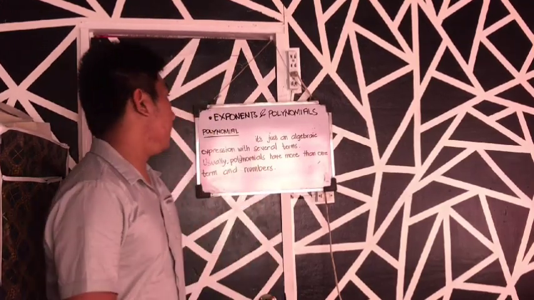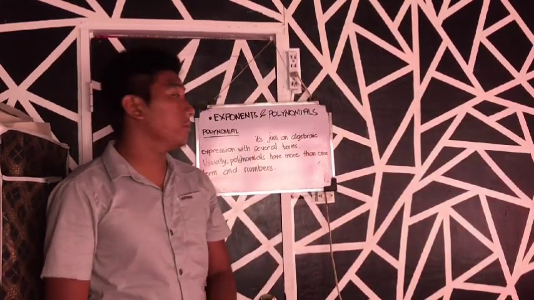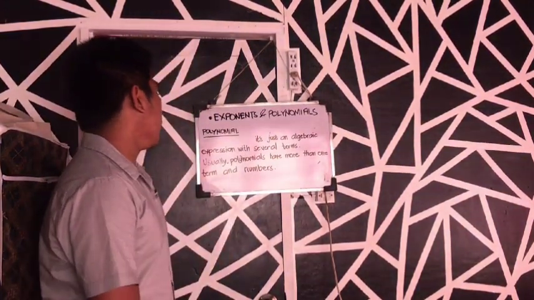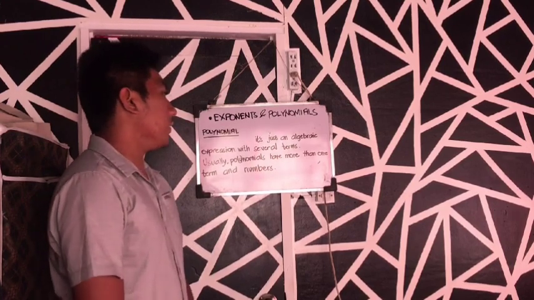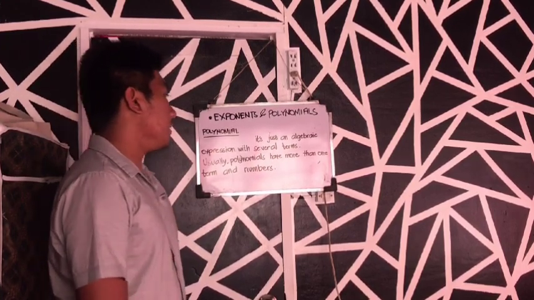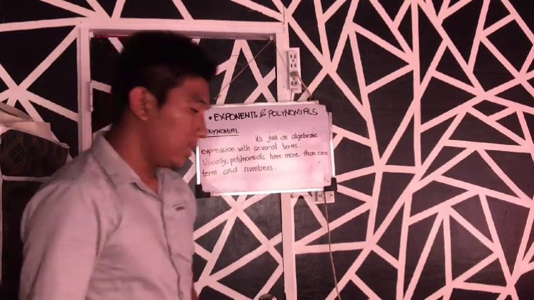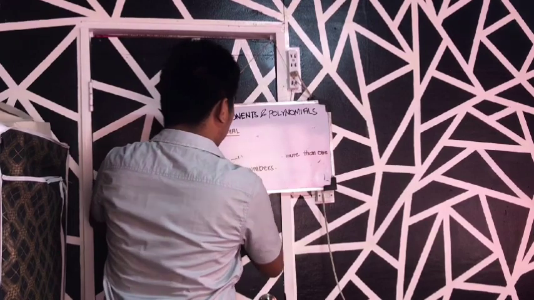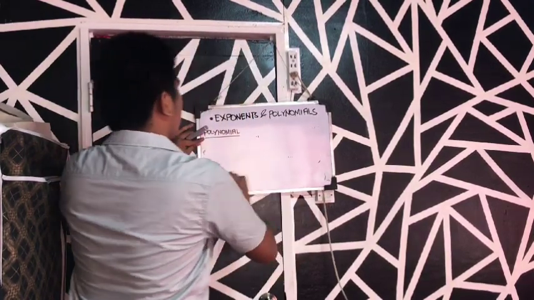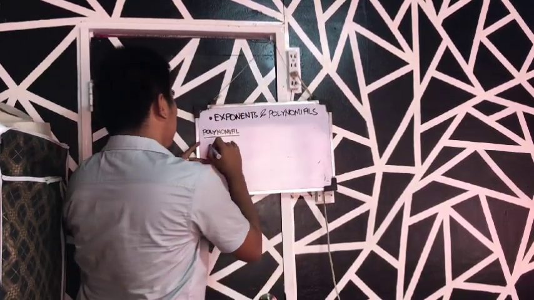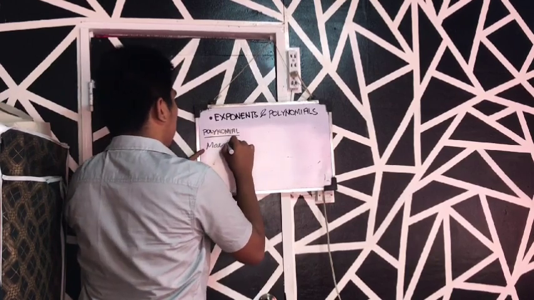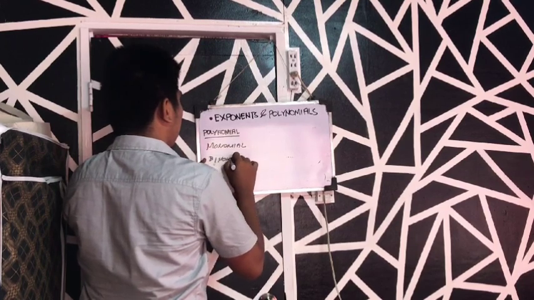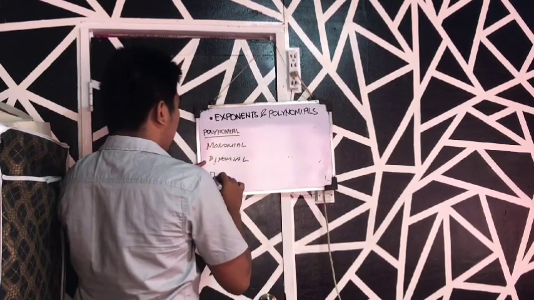The next topic would be exponents and polynomials. First we will define what a polynomial is. It's just an algebraic expression with several terms. Usually polynomials have more than one term and numbers. A polynomial consists of monomial, binomial, and trinomial.